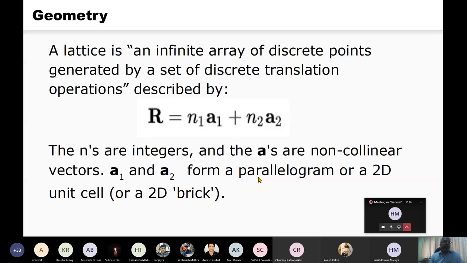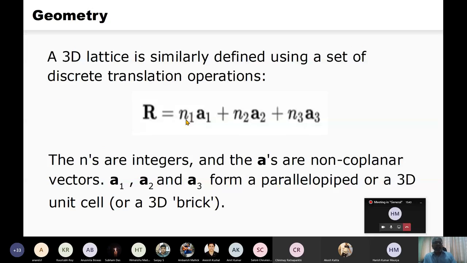Okay, same thing applies to 3D as well. So now we have a set of discrete translation operations in 3D. And again, the n's are the integers and the a's are non-coplanar vectors. And in this particular case, in 3D, a1, a2, a3 form a parallelepiped or a 3D unit cell or a 3D brick.